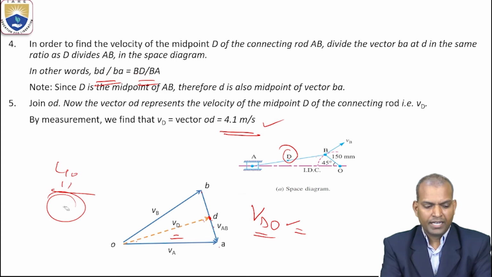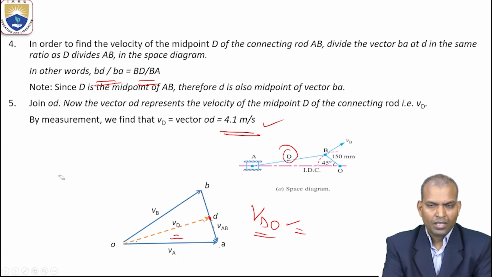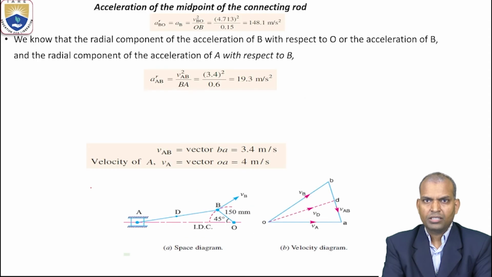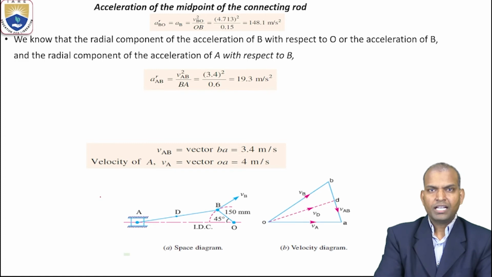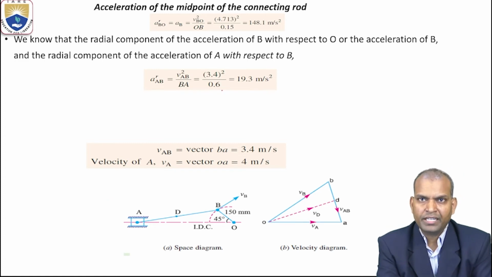So the point is that the next step is how to start. So far we calculated the velocity values. Now we have to find out the acceleration values. So the acceleration of the midpoint of the connecting rod, that is A_RBO equal to A_B, what is that?